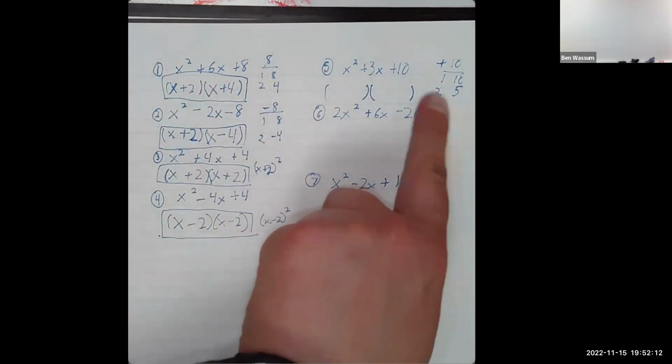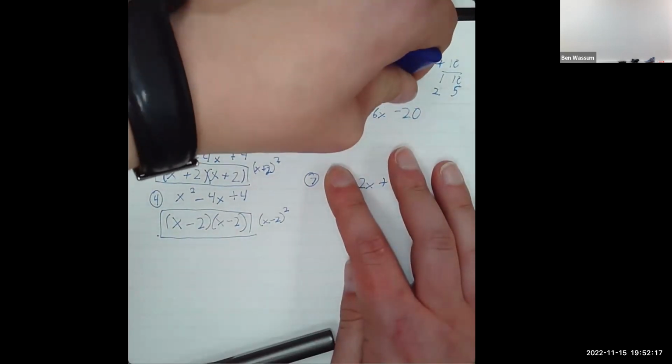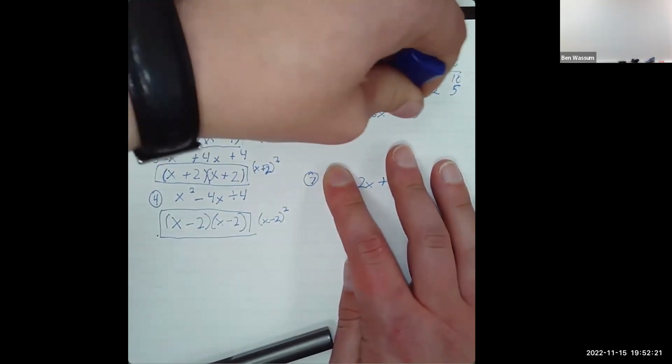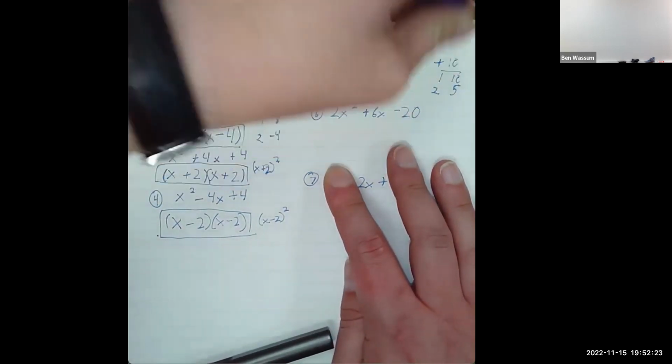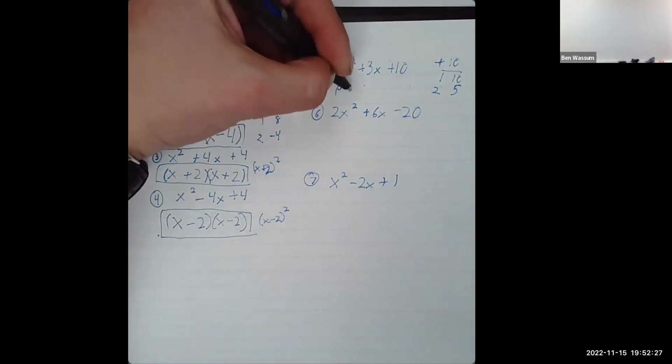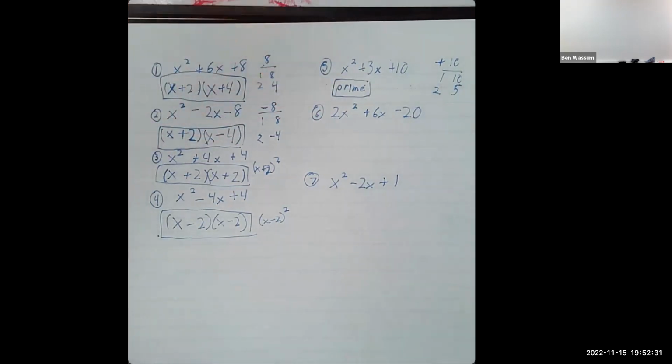So how the heck would I do this? Well, you wouldn't. What ends up happening is nothing. This one just happens to not factor. It might look like it would, but this one is prime. Prime polynomial, which means that you can't factor it any further.